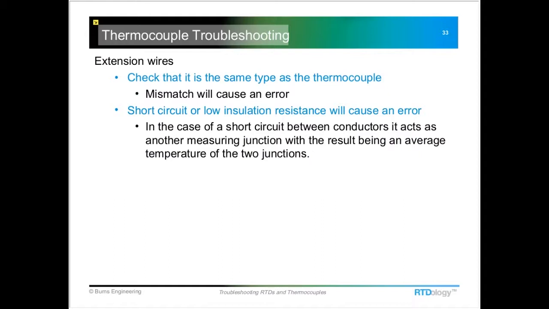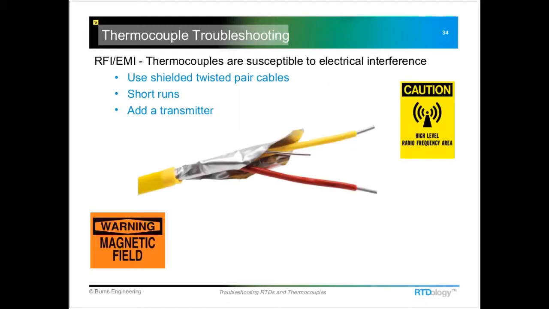And if you have a short circuit somewhere along that line, it's actually going to create another junction, and then you're going to be reading an average between that junction and the one in your process. Could cause quite a large error. Again, RFI, EMI, use shielded cable, keep the runs as short as possible, or add a transmitter. That's probably the best way to eliminate any kind of RFI, EMI issues with thermocouples.